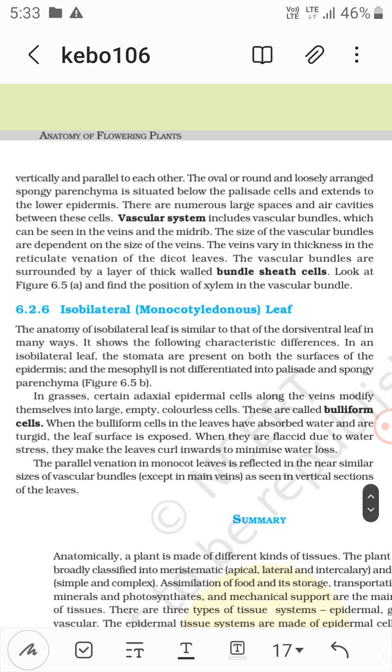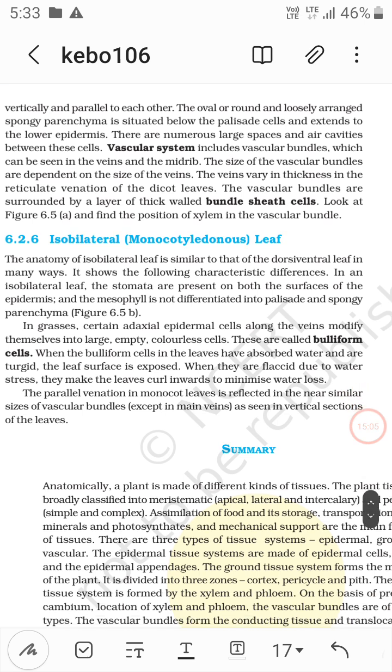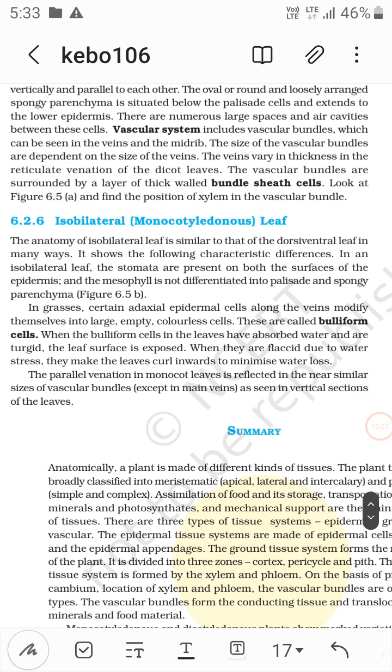Now the isobilateral, that is monocotyledonous leaf. Okay, the anatomy of isobilateral leaf is similar to that of dorsiventral leaf in many ways. The stomata are present on both the surfaces. Now the mesophyll is not differentiated into palisade and spongy parenchyma.